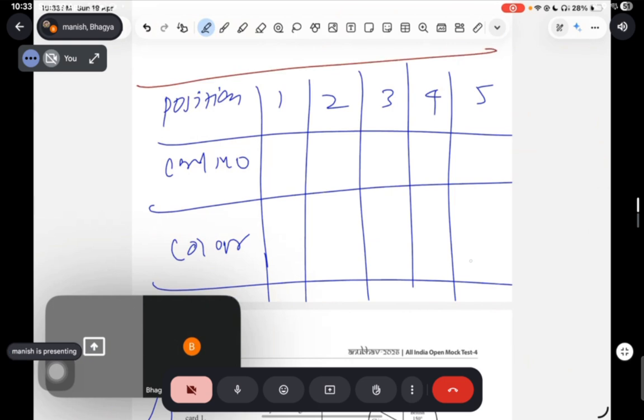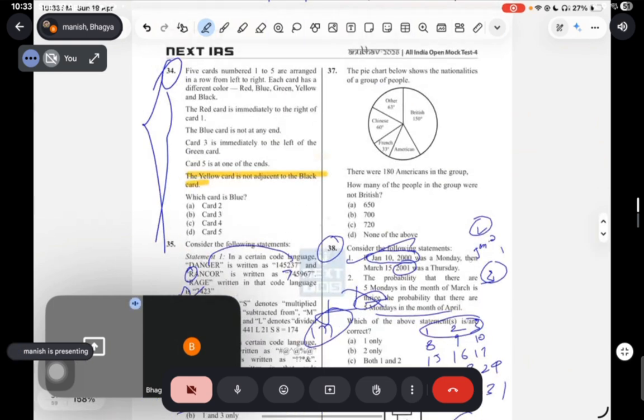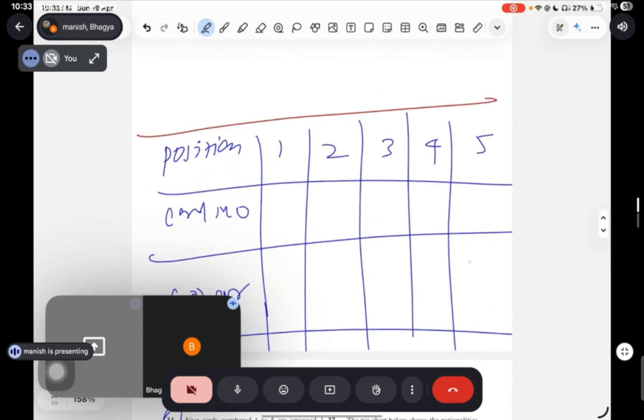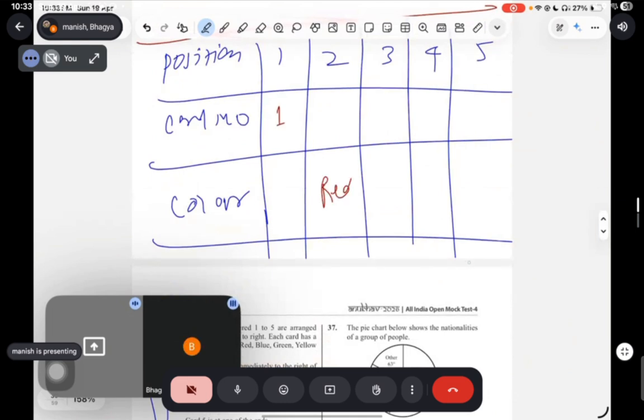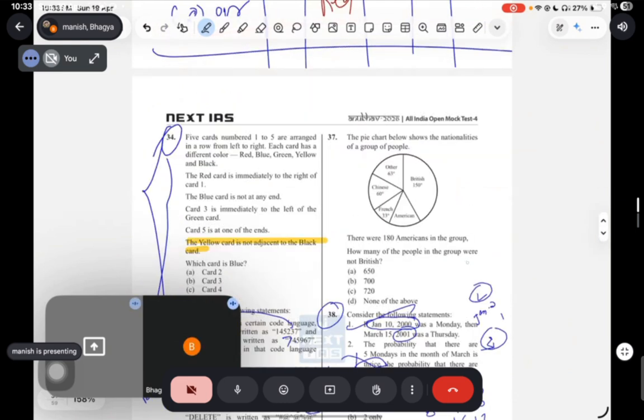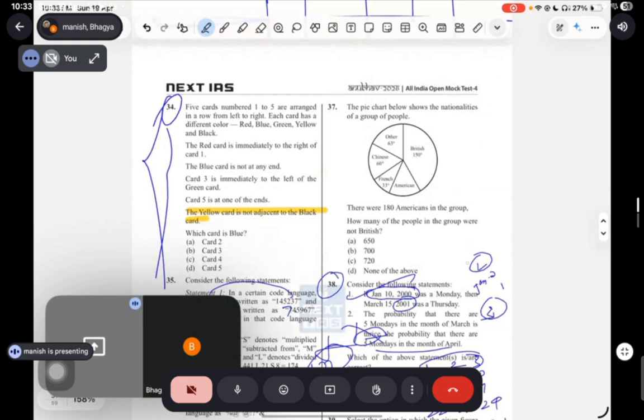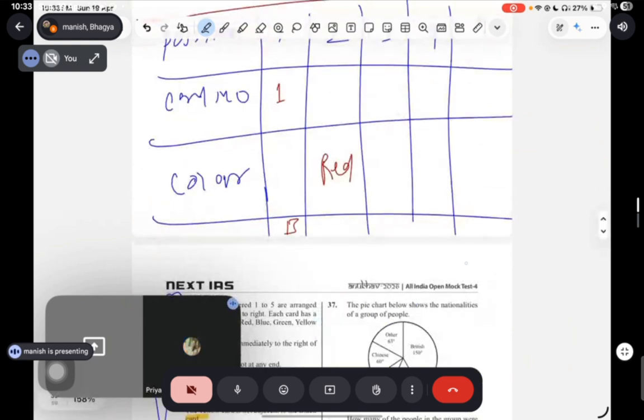Now see, the red card is immediately to the right of card one. So here that card is one. Red card is immediately to the right, it means red will be second here. Now, blue card is not at the end actually. So guys, here blue cannot be here and blue cannot be here.